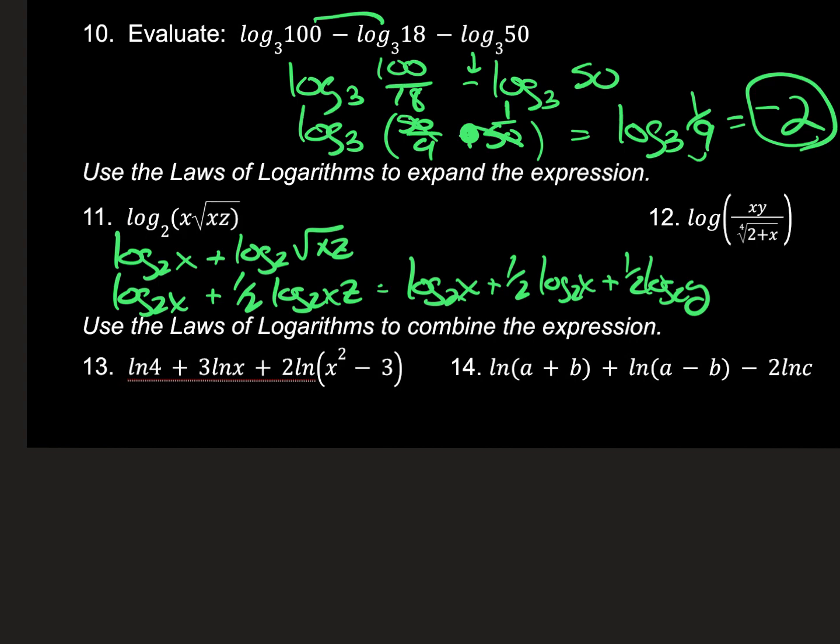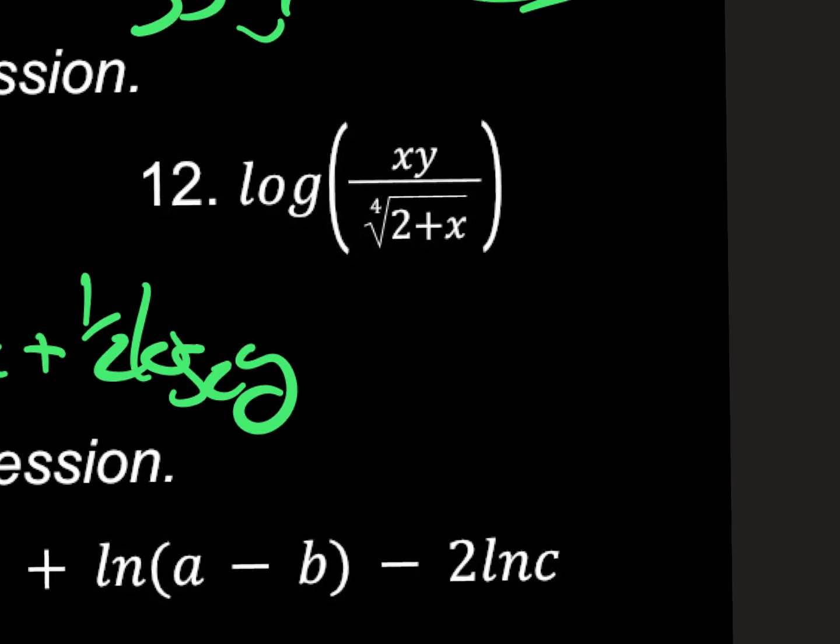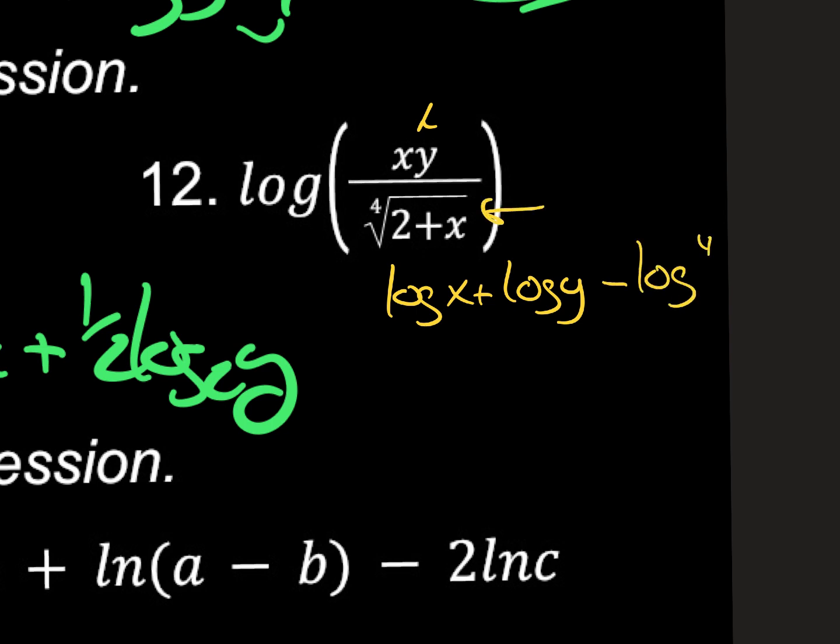Number 12. Let's try this one over here. So it's got a lot of stuff going on in it. So first thing I see on my numerator, two numbers multiplied together, so you can split those up with addition, log base x plus log base y. Then I have this in my denominator, which is log. I'm putting a minus because it's what the division is. Remember, the minus sign means division.